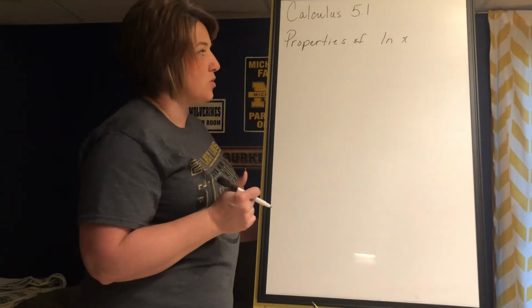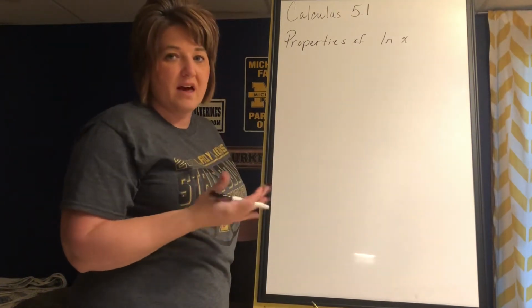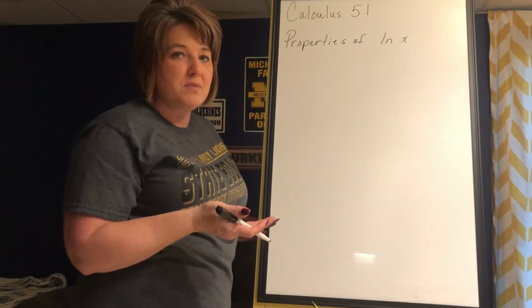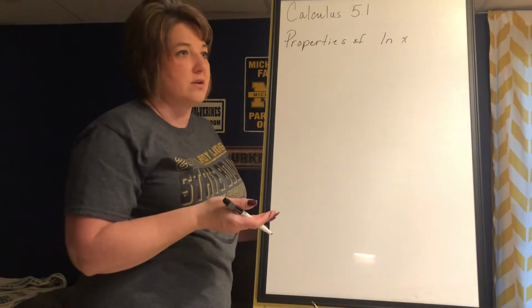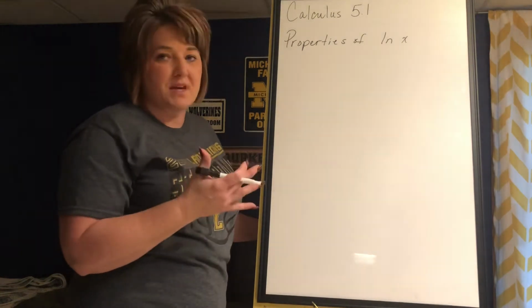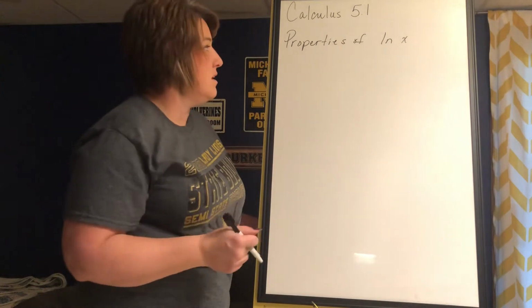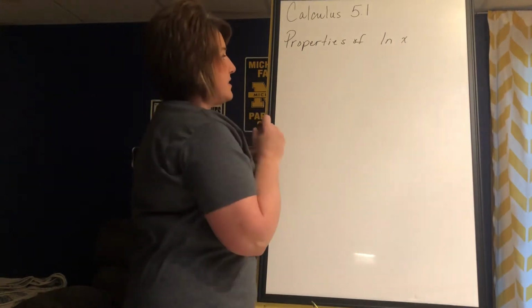Properties of natural logs, that would be the ln of x. Remember, you can't have the ln of nothing. Ln has to have something following it. Most of the time it's going to be an x, or you could have a number there that you'd have to plug into your calculator and get, but it has to have something. It's just like a trig function. You can't just have ln. It has to be ln of something. So we'll just say ln of x.